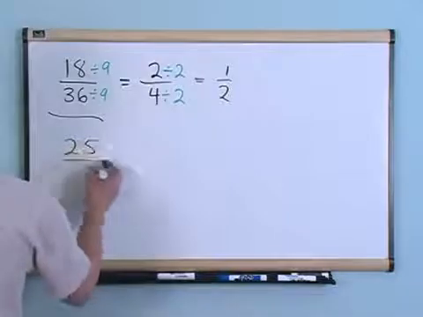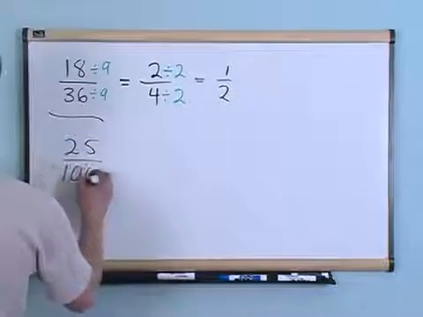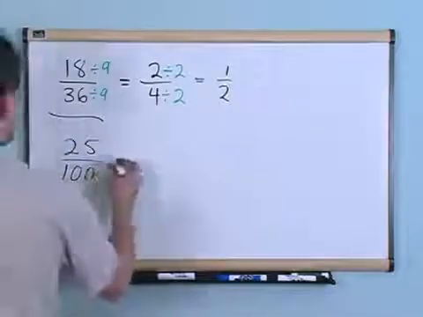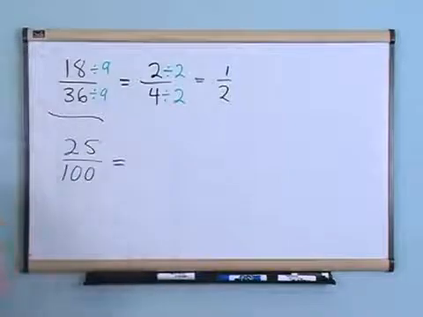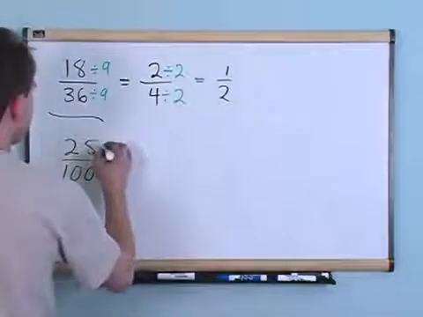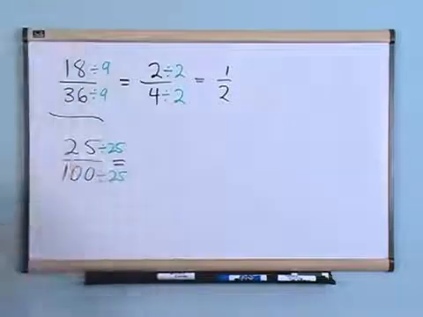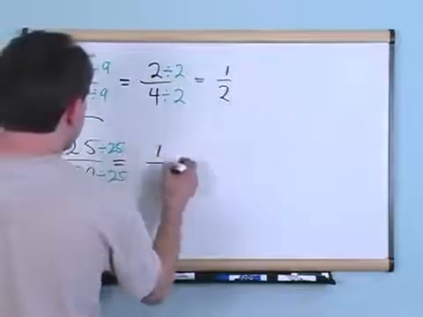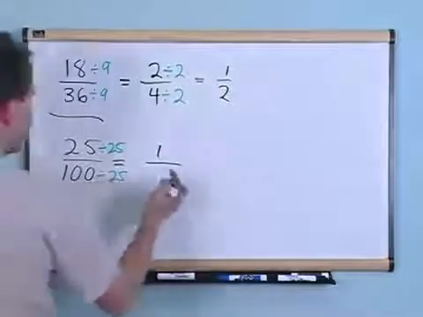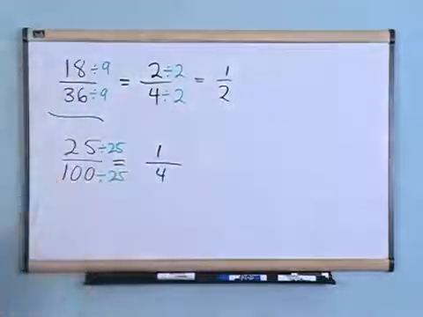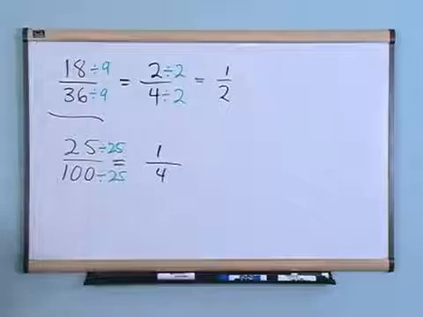Finally, what if I had 25 over 100, 25 one-hundredths? Well, what can I divide here? I just happen to know that I can divide by 25, and I can divide by 25. And so 25 divided by 25 is 1. 100 divided by 25, I know, just goes 4 times. So that's equal to 1/4.